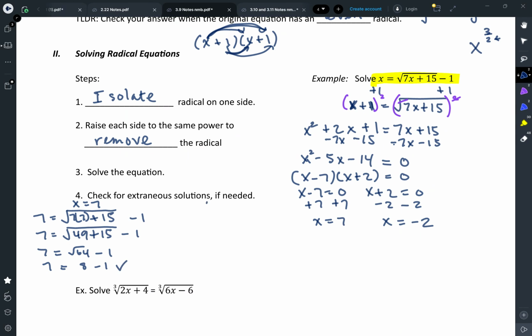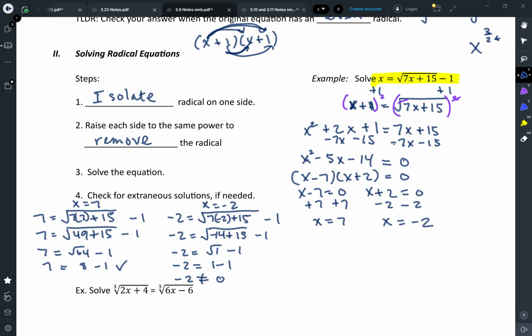And now we're going to check x equals negative 2. So we're looking to see, does negative 2 equal the square root of 7 times negative 2 plus 15, that whole quantity, square root of that whole quantity, and then minus 1. So let's see. Negative 14 plus 15, and that's going to be the square root of 1. And the square root of 1 is just 1. So 1 minus 1 makes a 0. It does not make negative 2. So this is going to be an extraneous solution. And it looks like our only solution here is 7. So 7 does work.